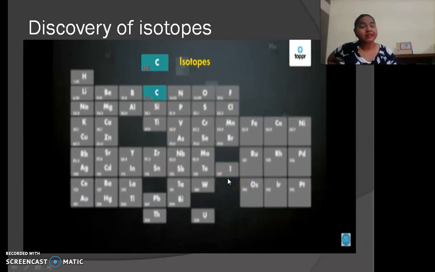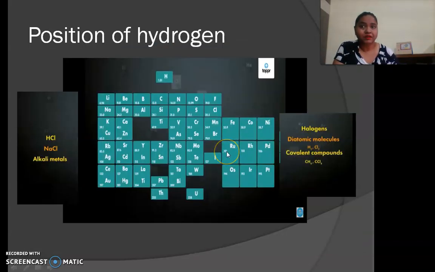The second is the discovery of isotopes. What are isotopes, children? Isotopes are elements having the same atomic number but different atomic mass number. Look at this example of an isotope of carbon. The original atomic mass is 12 while the atomic mass of the isotope is 14. Both these carbons possess similar properties, but due to the difference of atomic mass, they could not find a position in the same group as carbon.